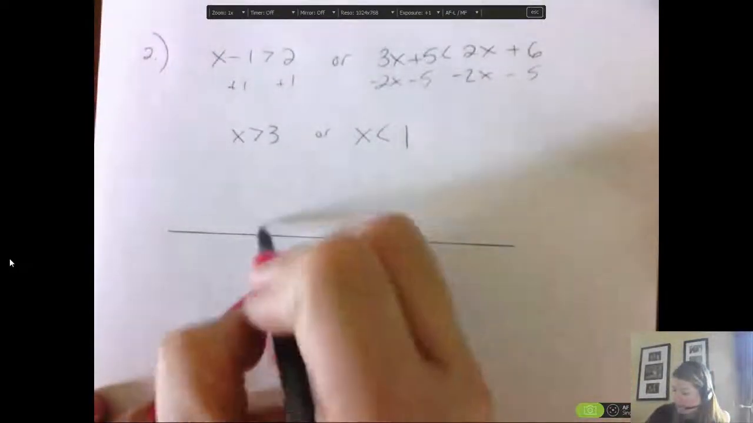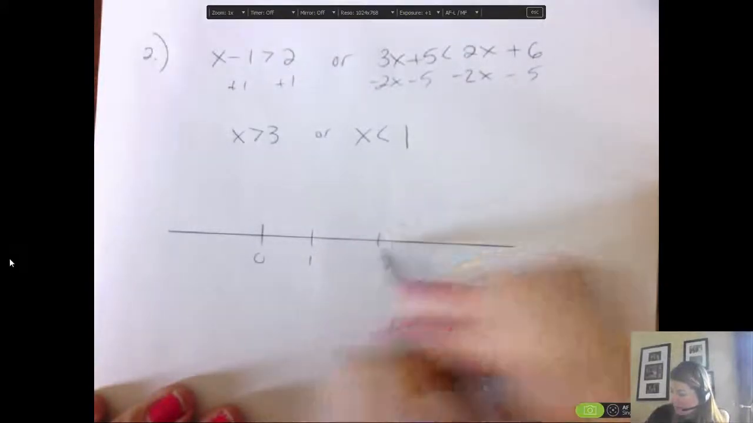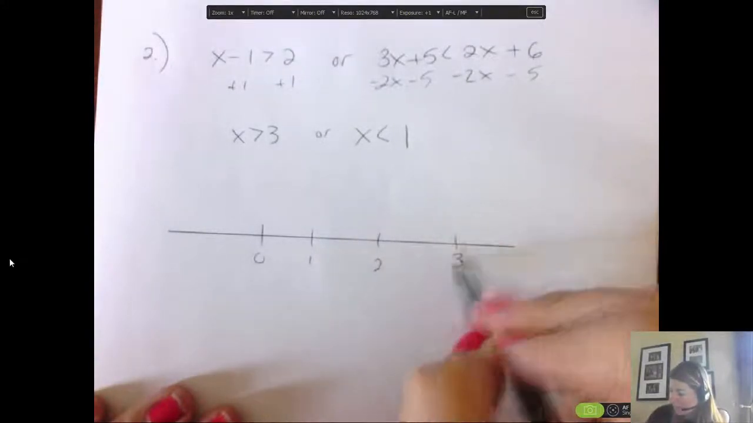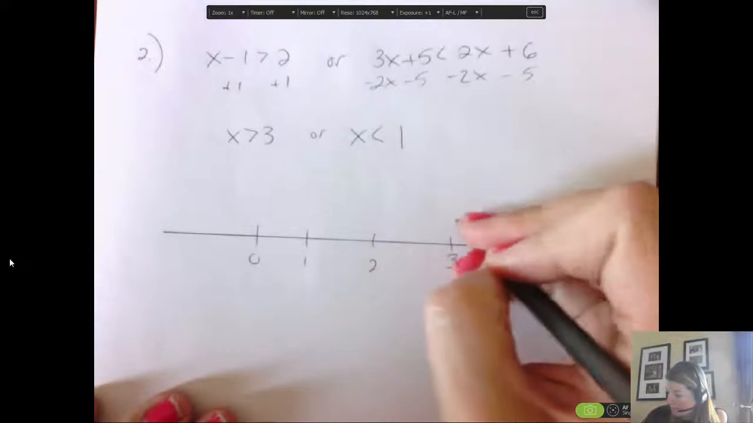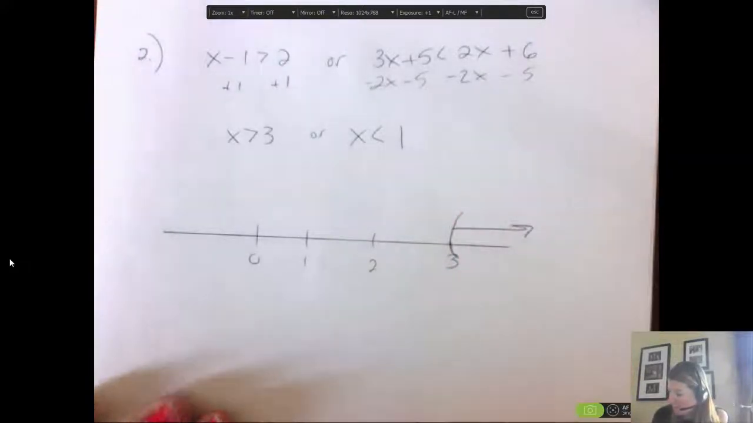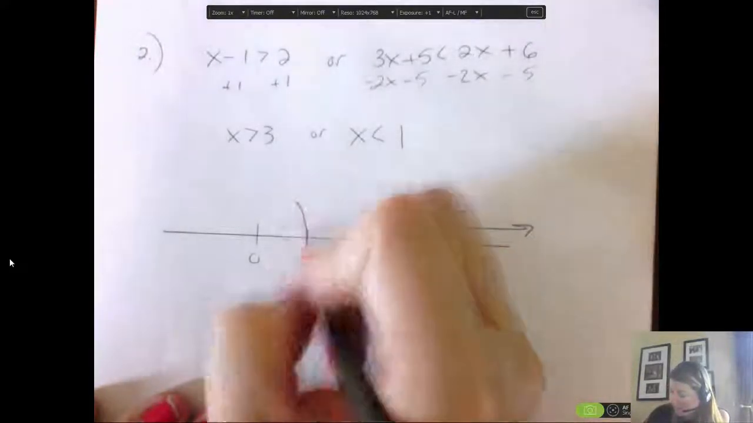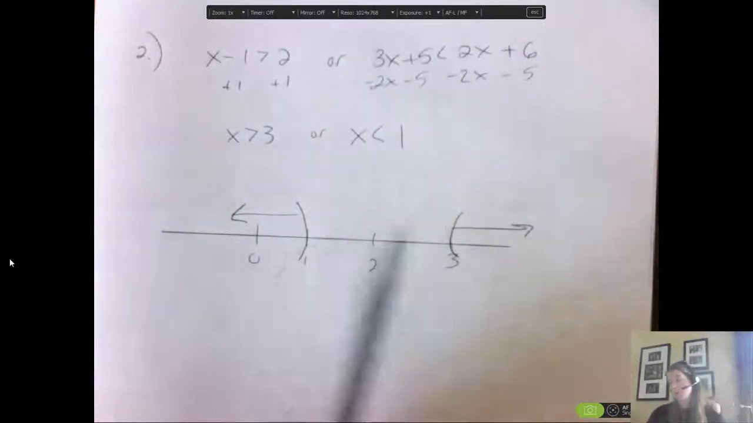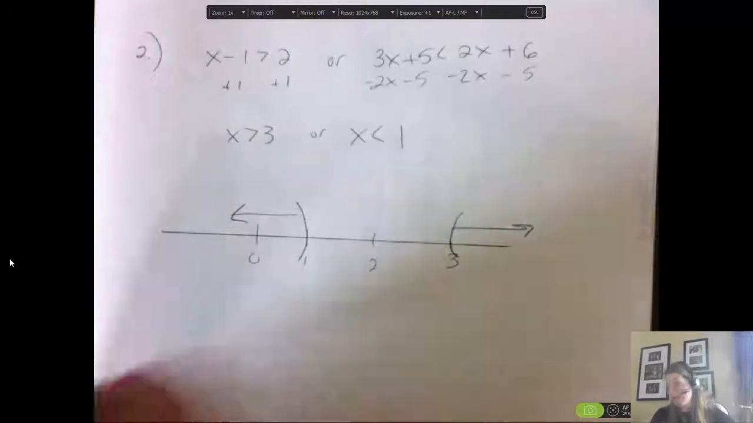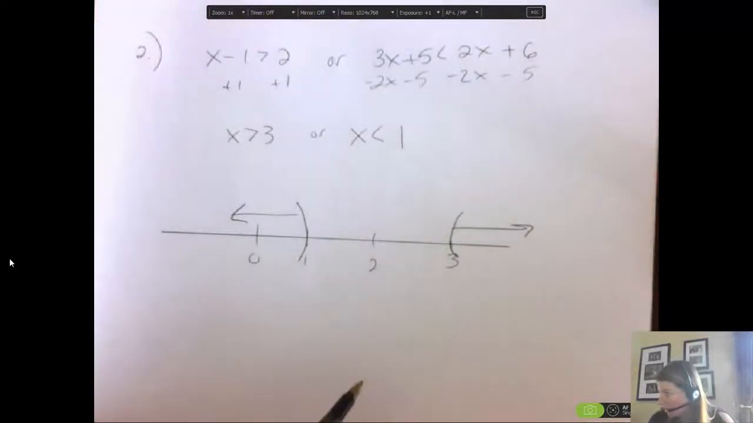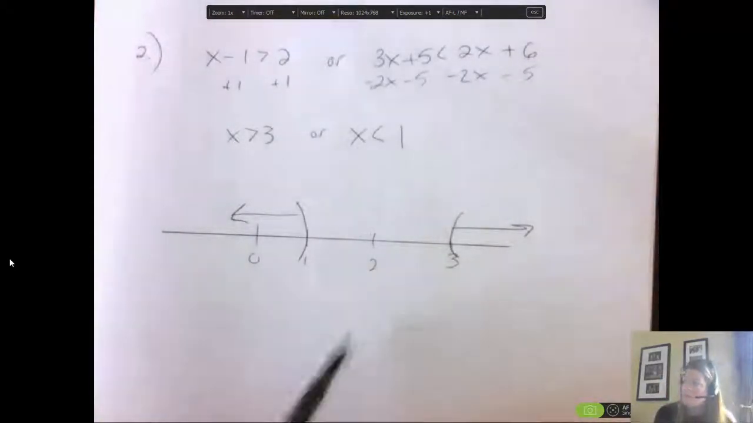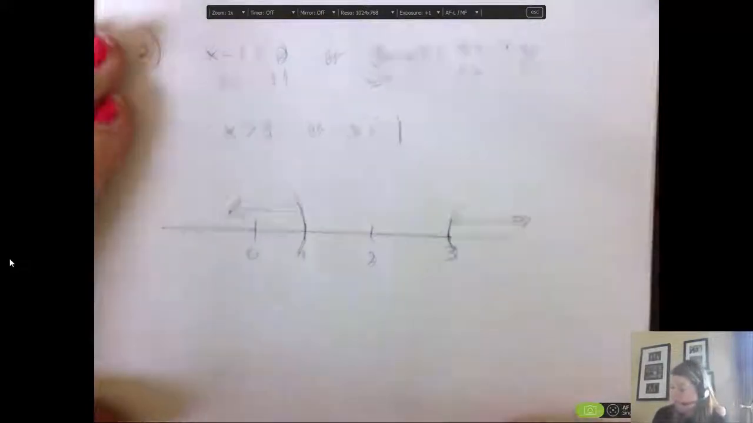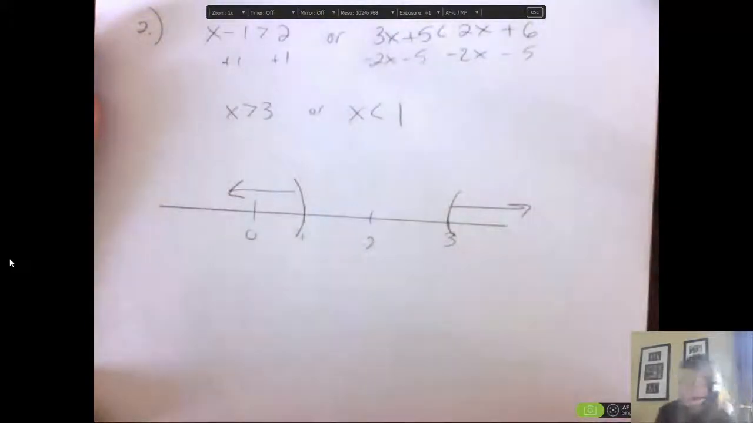Oh well. So here's 0, 1, 2, 3. So x is greater than 3. Again, that's a round bracket, and you're going greater than 3. And x is less than 1, round bracket, less than 1. Do they have anything in common? Well, no, they're both going the opposite direction. So for an and, this would be no solution. For an or, you would state both, and you would union them together. So let me state that in interval notation.